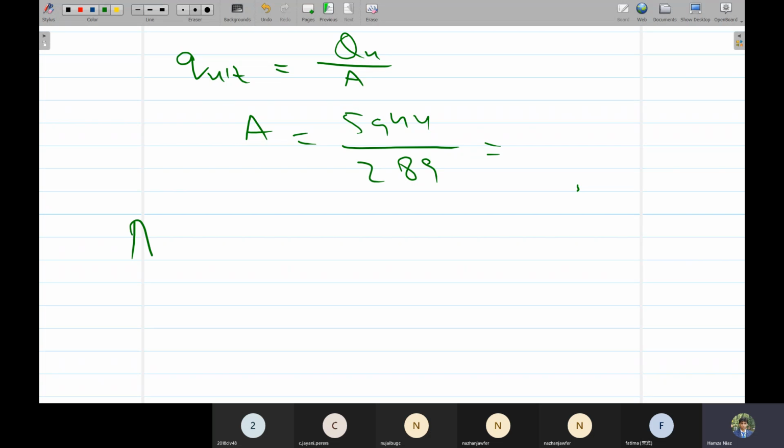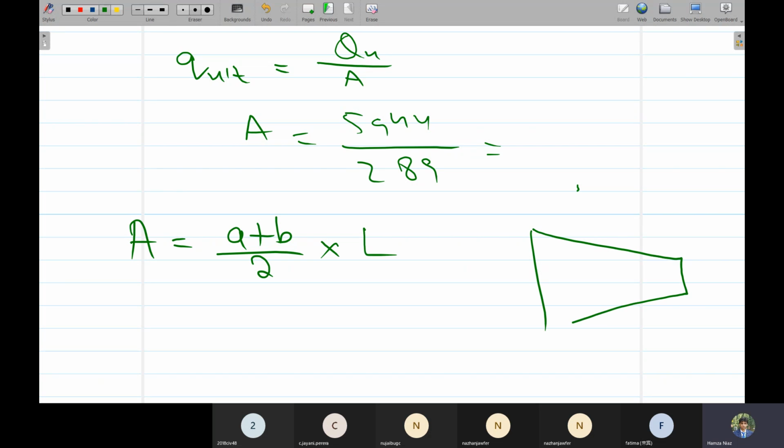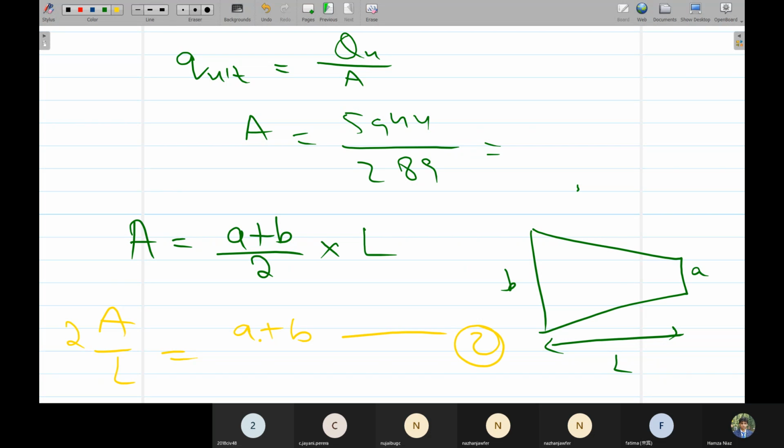Now we know that for a trapezium, the area of footing is the sum of parallel sides, that is A and B, into the perpendicular distance between them, that is L. In the trapezium, the parallel sides are A and B, and the distance between them is L. The simple formula for a trapezium is the sum of parallel sides into the distance between them over 2. So A plus B over 2, times L, equals the area. This is our equation 2.